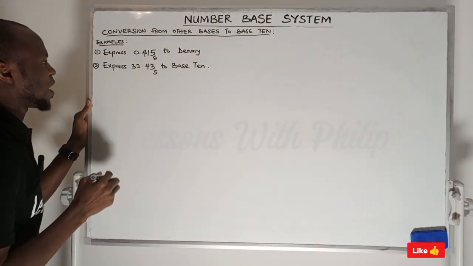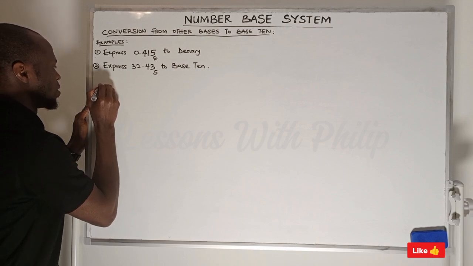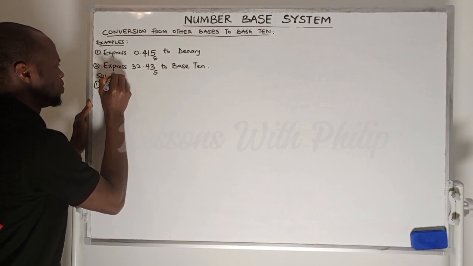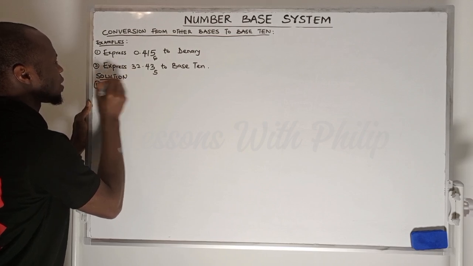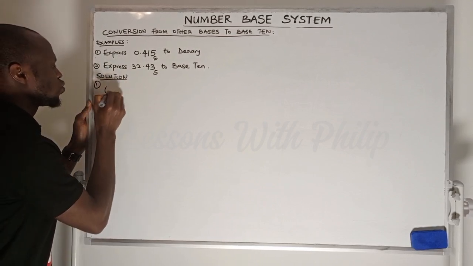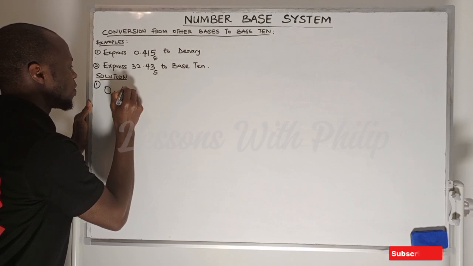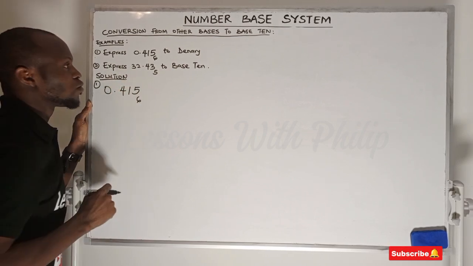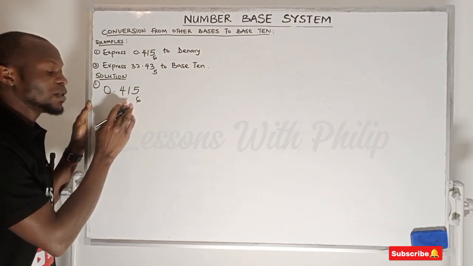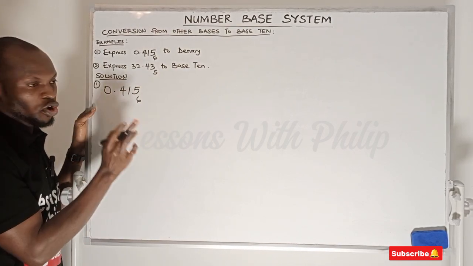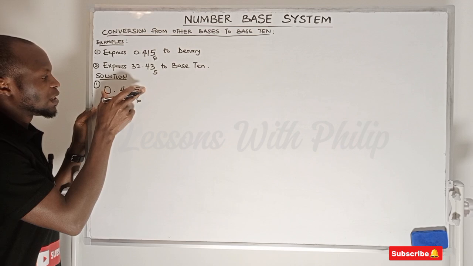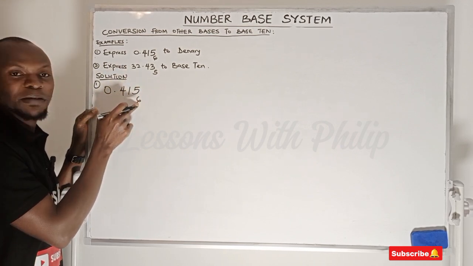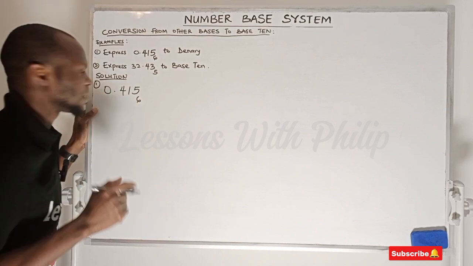Number 1, solution. We have to convert 0.415 in base 6 to base 10 rather. If you observe, none of the digits is greater than the base. The highest digit is 5 when the base is 6. Okay? Take note, please. Right?